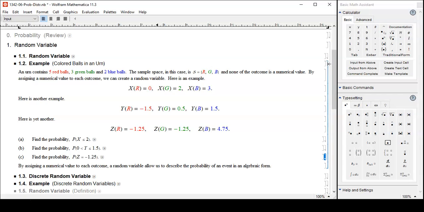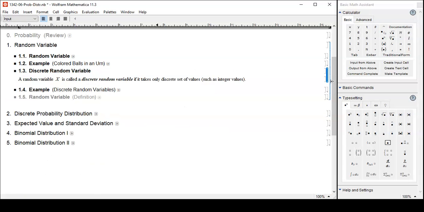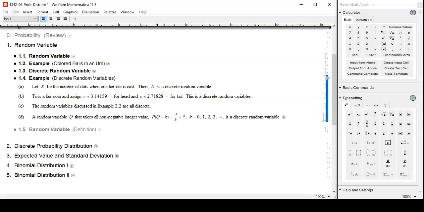Now, all these examples are discrete random variables because we have only a discrete set of values. 3 possible values or 2 possible values, they're all discrete. And here are some examples of discrete random variables. Let x be the number of dots when one fair die is cast, 1 through 6. So it's a discrete random variable. Toss a fair coin and assign pi for head, e for tail. We have a discrete random variable.